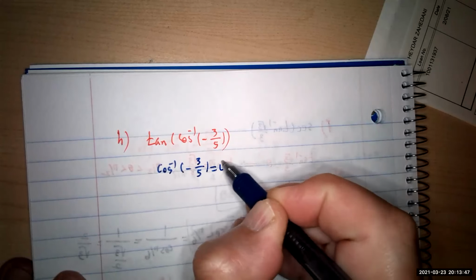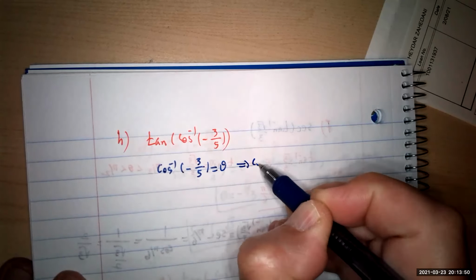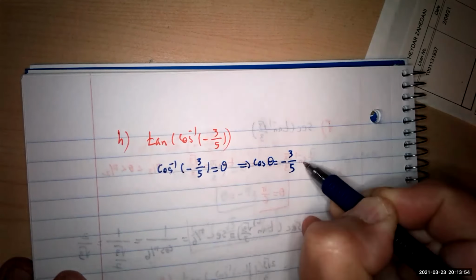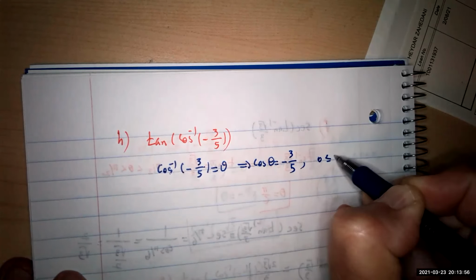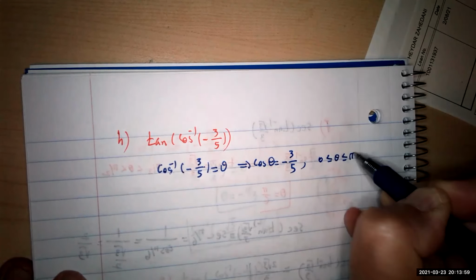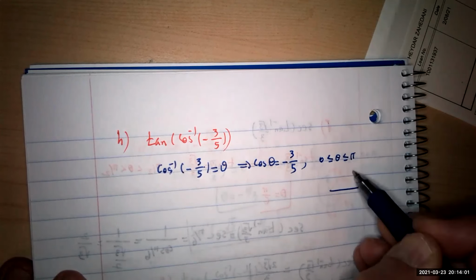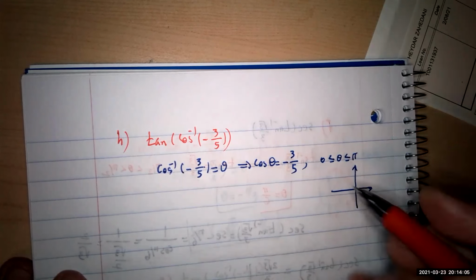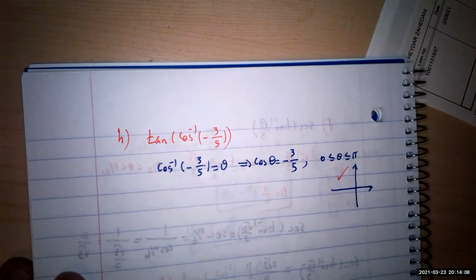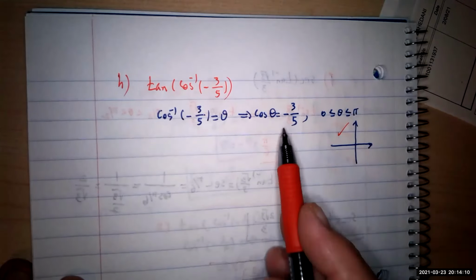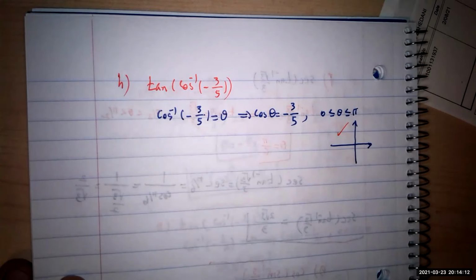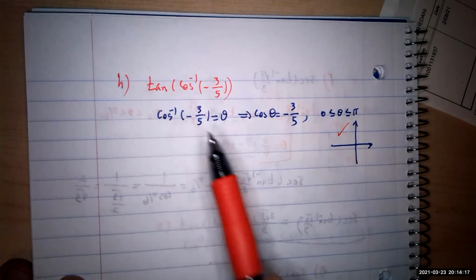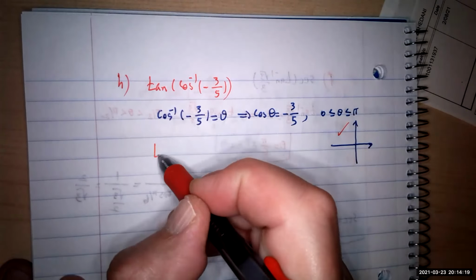So we call it theta. So the cosine of theta is equal to negative 3/5. We remind ourselves that it must be between 0 and pi. The cosine is negative, so this means you are in the second quadrant. You are here. Again, the number is not well known, negative 3/5, so we have to use the right triangle version. So just check to see what you are going to be interested in.